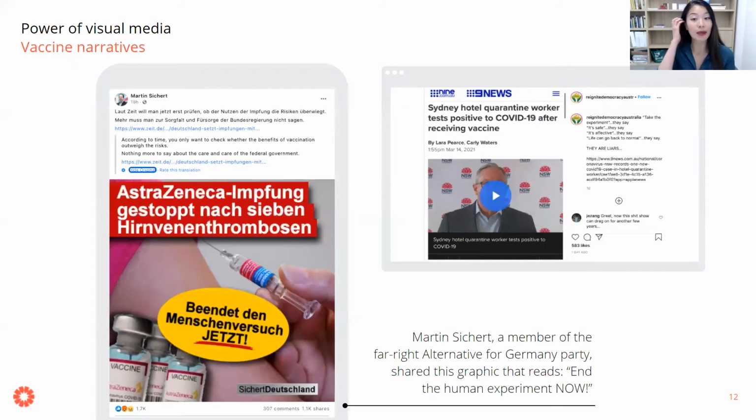Let's look at some recent examples from our research. On the right here, you have a screenshot of a news article saying Sydney hotel quarantine worker tests positive to COVID-19 after receiving the vaccine. And the Instagram caption said that, oh, these people are liars because, see, this report says that vaccines don't work because the person who tested positive had actually been vaccinated. However, the reality is that the worker had only received 1 dose when you actually need 2 doses for the vaccine to work, right? So the person didn't actually have full protection yet, and he got COVID.